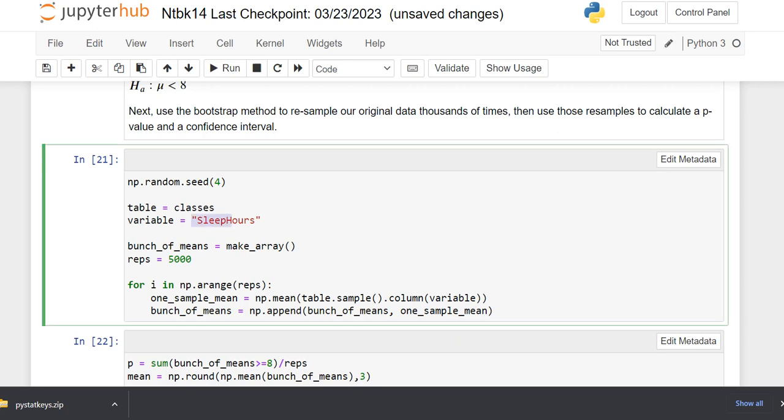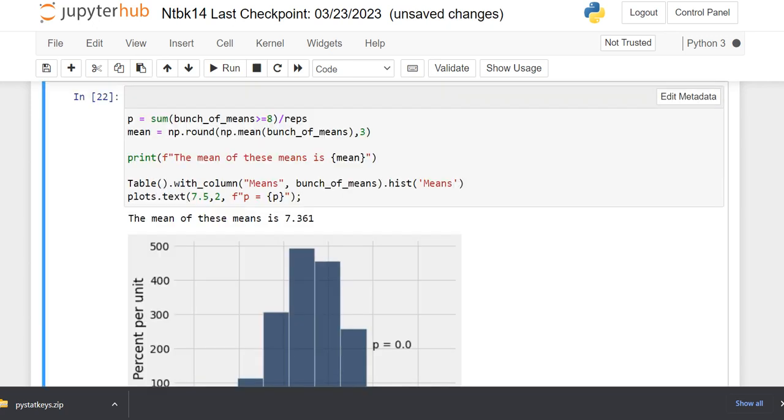Well, we're using this sleep hours variable, and we're creating a bunch of means. Remember, we want to take samples thousands and thousands of times, and each of the samples will find the mean. We're going to do this 5,000 times, calculating one sample mean and adding it to the end of this array called bunch of means.